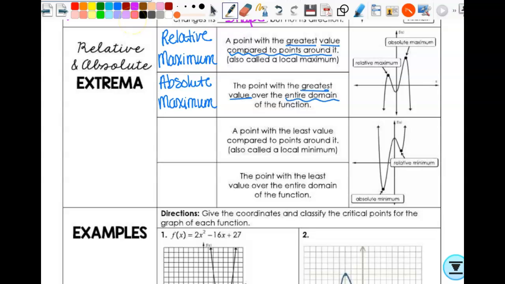All right, so then we have a point with the least value, and again, it's either compared to the points around it or over the entire domain. Same idea, but with minimums. This is the lowest y, or the minimum y value for the entire function. That makes it an absolute. This one's minimum just relative to the points in its little neighborhood. So this would be a relative minimum. And this would be an absolute.